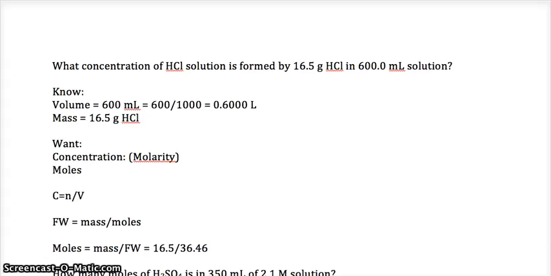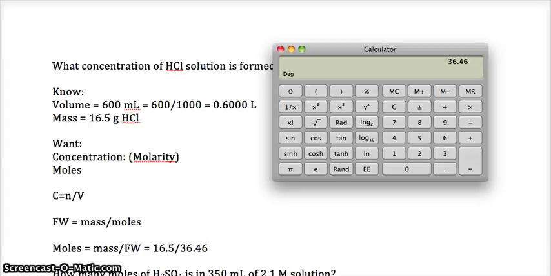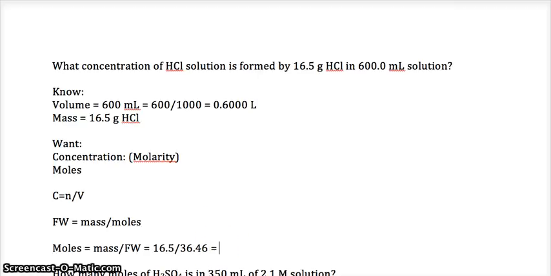And that is 16.5 divided by 36.46. That's 0.4525... moles HCl. And now if we want the concentration, we use C equals n over V.